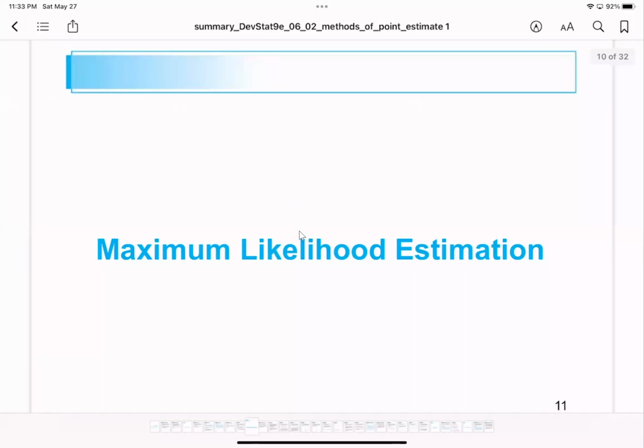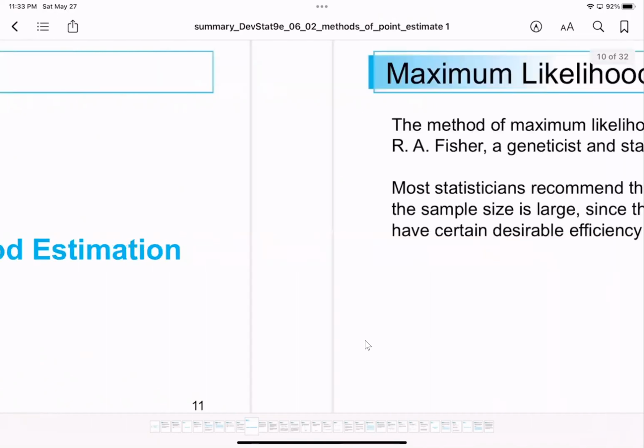In this lesson, we learn a method called maximum likelihood estimation. This is a very popular statistical method, and the estimate out of this method enjoys very good properties. We will talk about the properties after we learn what this method is, and how to derive an estimate based on this method.